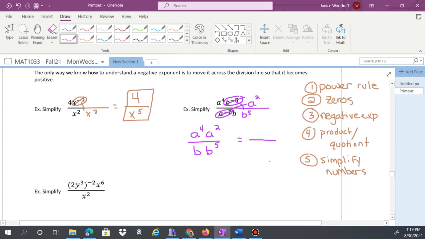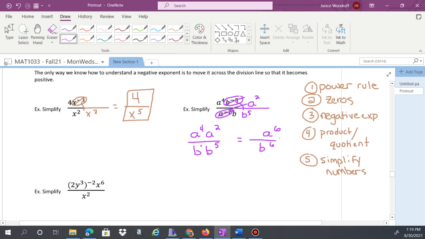Now I can simplify using product and quotient rule. So my a's are being multiplied, so I'll add the exponents. It's going to be a to the 4 + 2, 6. What's understood with this b? That's to what power? 1. So that's going to be 1 + 5, b to the 6th.